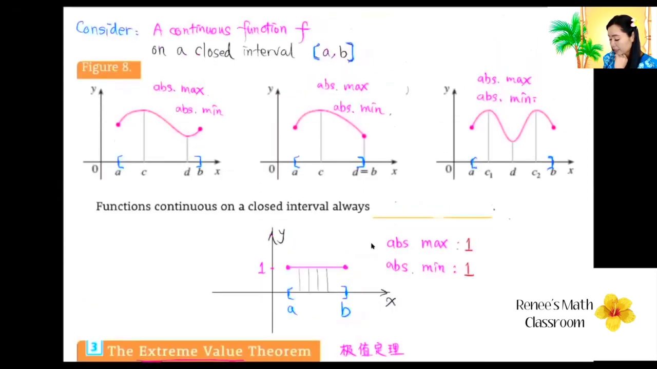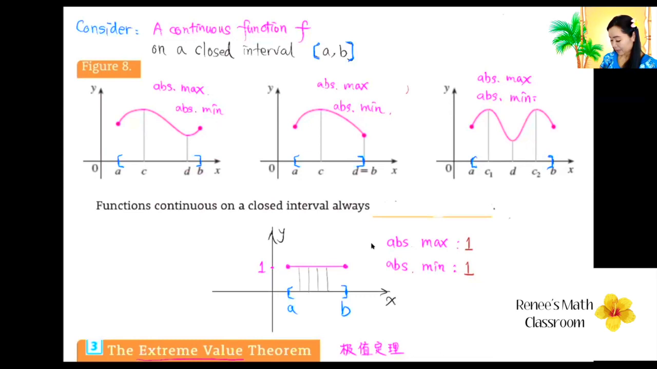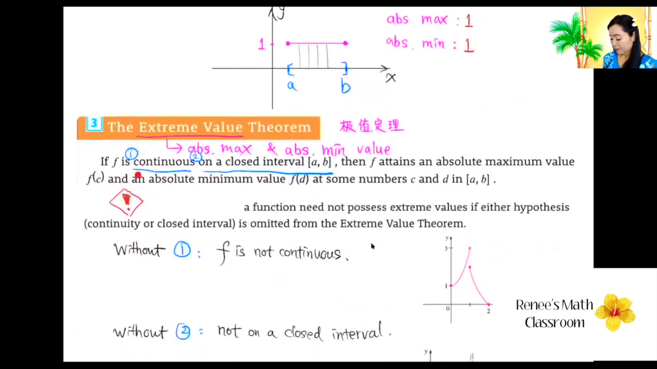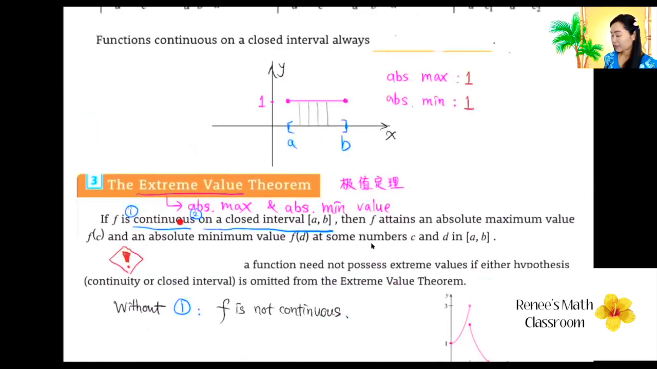If it's a continuous function on a closed interval, then you are guaranteed to obtain an absolute maximum and an absolute minimum somewhere on this closed interval. And that is a theorem. It's called the extreme value theorem. So what does it say? If the function is continuous on a closed interval, then the function attains an absolute max and an absolute min somewhere inside that closed interval.